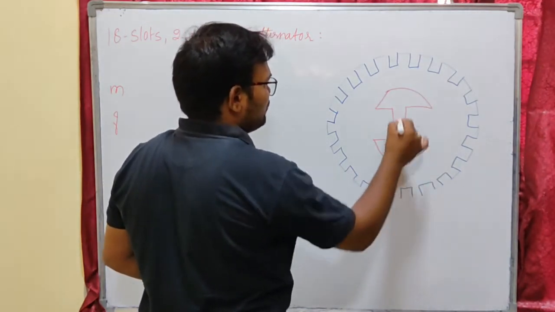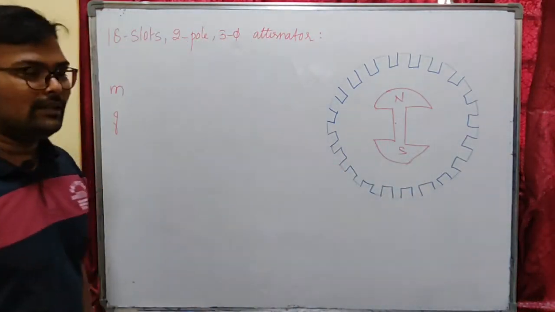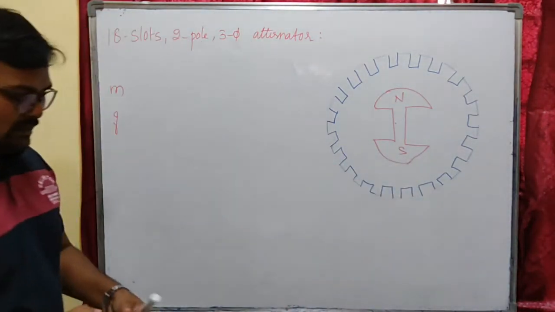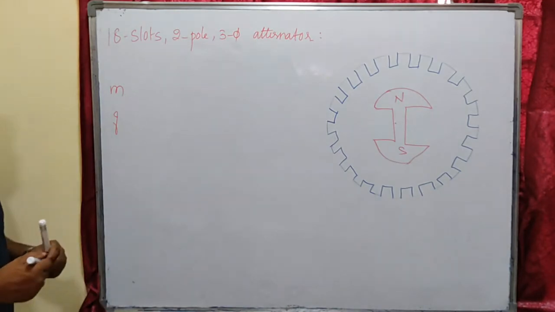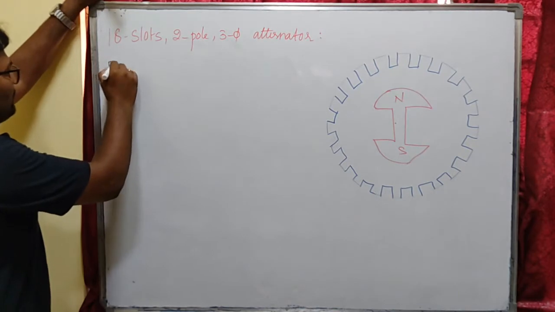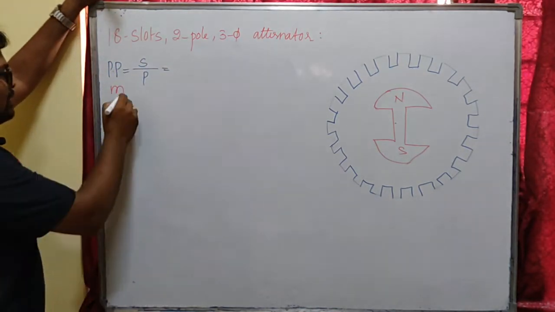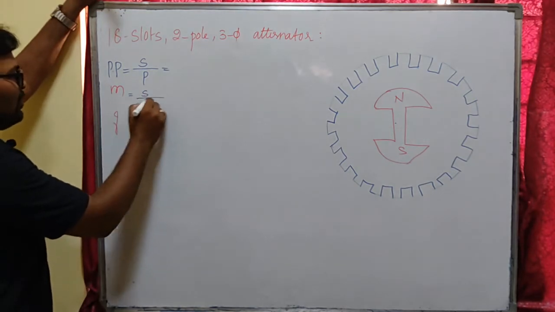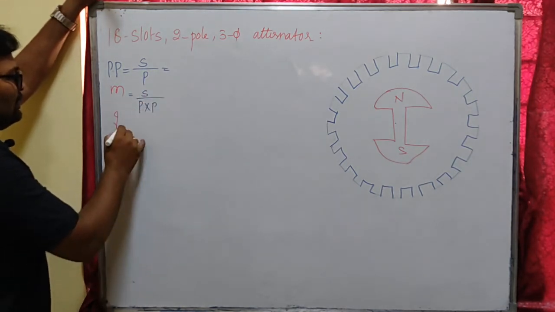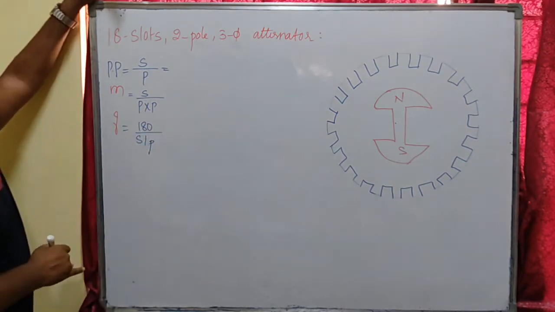These are the 2 poles, one is the north pole, another is the south pole. Let us understand each and every concept regarding this alternator winding. First thing you have to calculate is pole pitch, which is nothing but the number of slots per pole. The second thing is the M value, which is the number of slots per pole per phase, and the slot angle, which is 180 divided by the number of slots per pole. These three are the important concepts here.